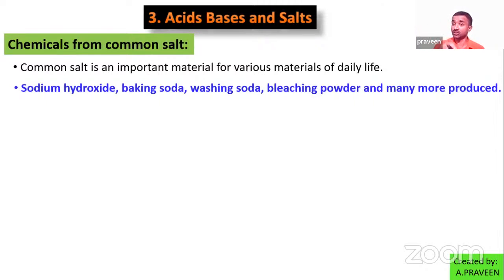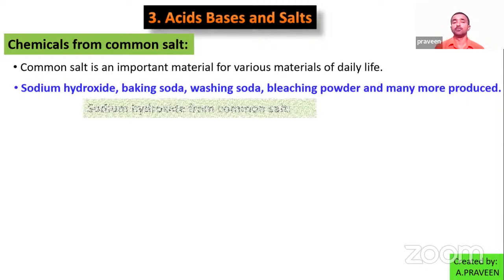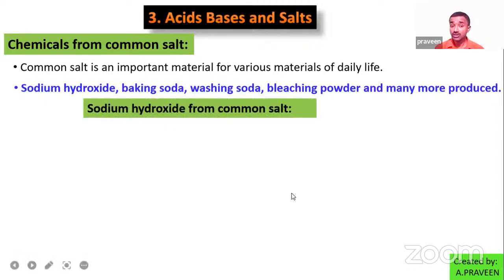These different salts may be used in different reactions to produce other compounds, but the major source is indirectly NaCl. So that's why we are giving importance to common salt. Suppose the production of sodium hydroxide from common salt.